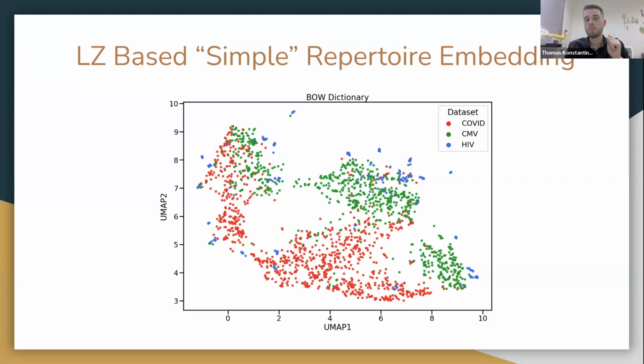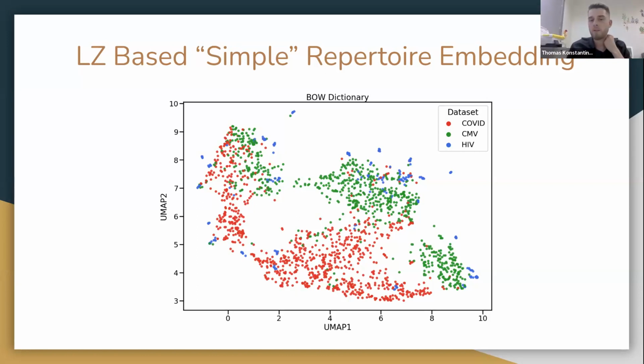But additionally, when you would learn on one repertoire and then generate new sequences, and you were to do this for all of them, for all the different immune states, and then cluster them again, would they again cluster after the generation?